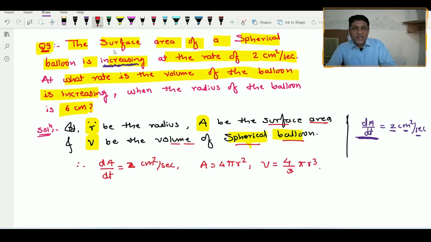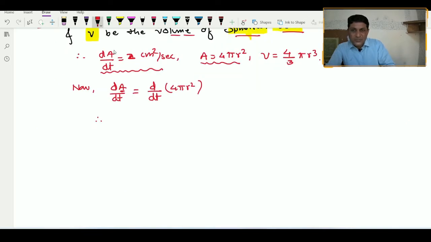Okay, so now we are using this condition. To use this condition, we have to differentiate A. So now we are finding the value of dA by dt, which will be equal to d by dt of A. We are replacing A by its value, 4 pi r square. Now we are substituting the value of dA by dt. What is its value? 2. So replace dA by dt by 2, and on this side differentiate it.